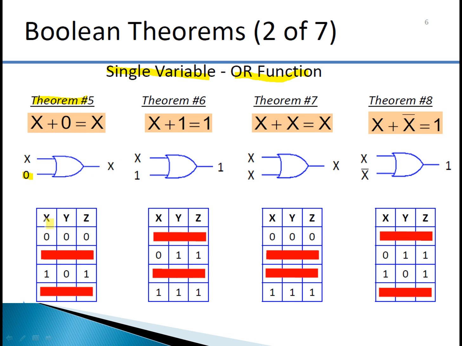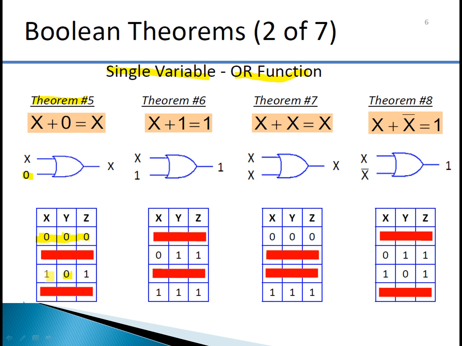So if you consider this truth table, here the y input is always 0, and x can have two different values, either 0 or 1. So let's consider first x value 0. So 0 plus 0 equal to 0.